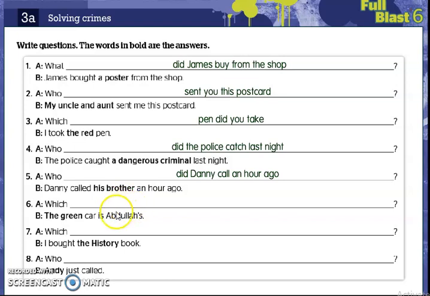Number 6, which blank. The green car is Abdullah's. Which car is Abdullah's? Number 7, which blank. I bought the history book. We ask about an object, so we will say, which book did you buy? And the last one is, who blank. Andy just called. Here we ask about the subject, so we'll say, who just called.